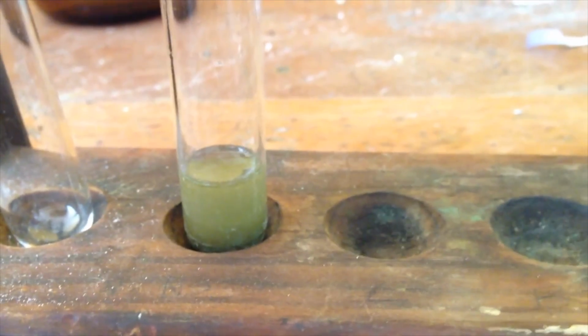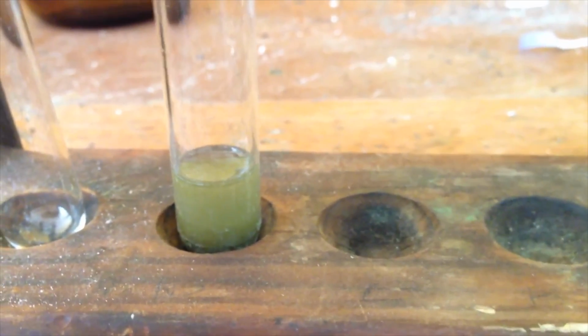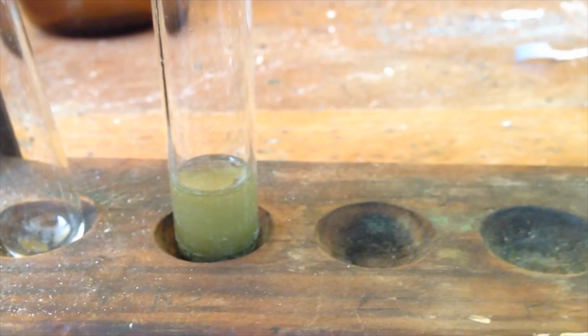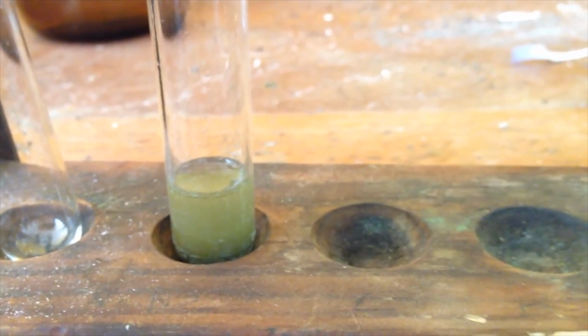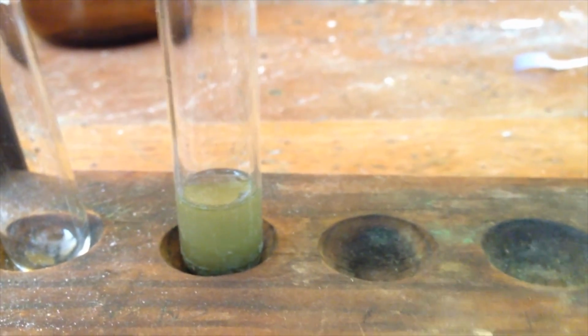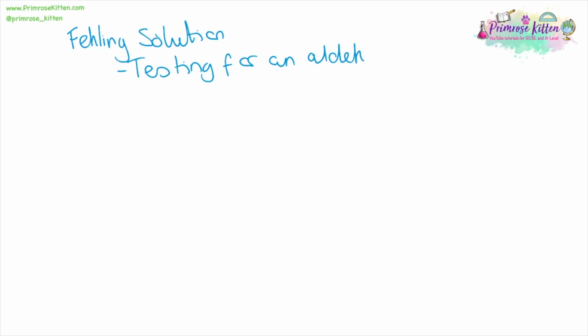So this is the results of our test with Fehlings solution. You can see that it's got a horrible brown, dull, murky precipitate. Not very nice at all. We can use Fehlings solution to test for an aldehyde.